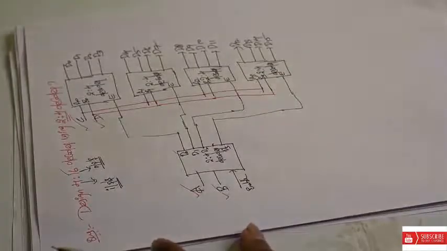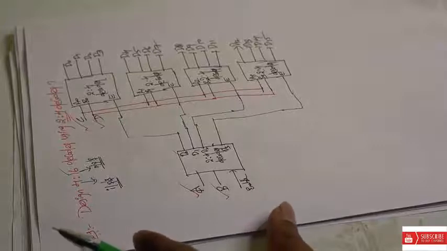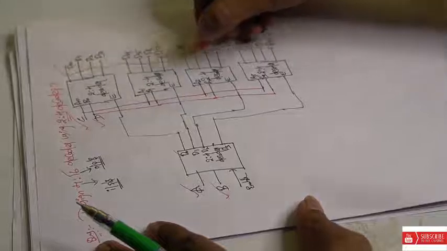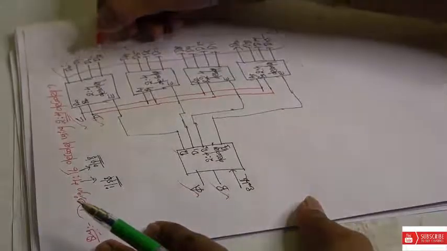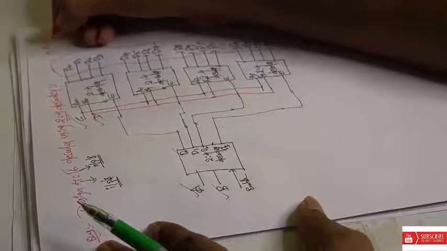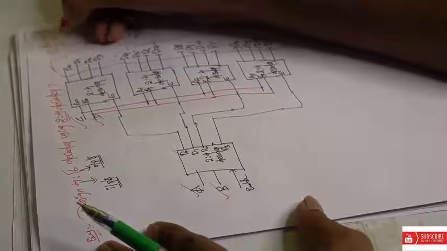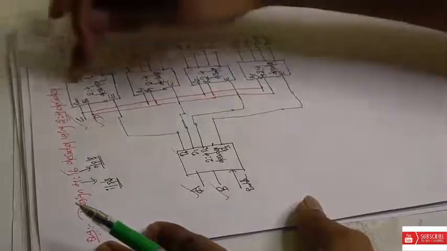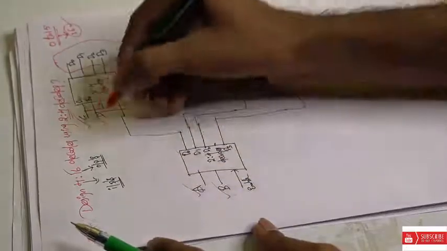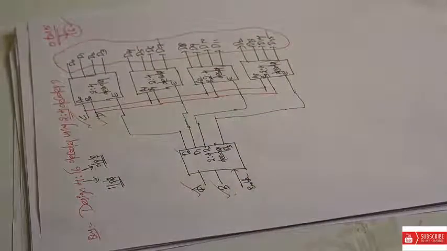You will get the 16 outputs, that will be D0 to D15. 0 to 15 means that will be 16. Here we will get the 16 outputs. Hence we can design the 4:16 decoder using the 2:4 decoder. Thank you.